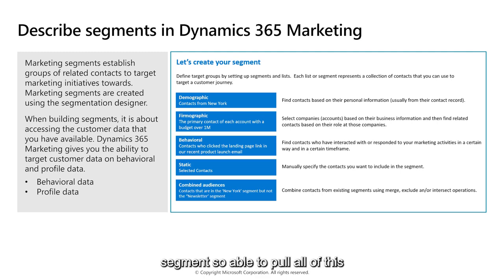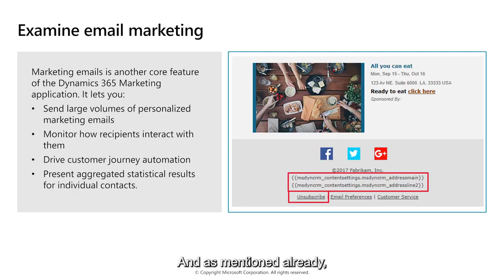So we're able to pull all of this together. And what we then do once these are defined is we'd market to them. So, for instance, we would go ahead and use email marketing. And as mentioned already, we have the ability to create emails directly within Dynamics 365 for marketing using a drag and drop interface to set it out.